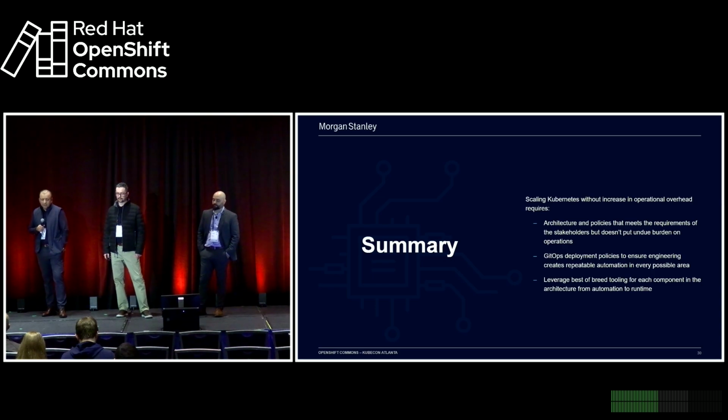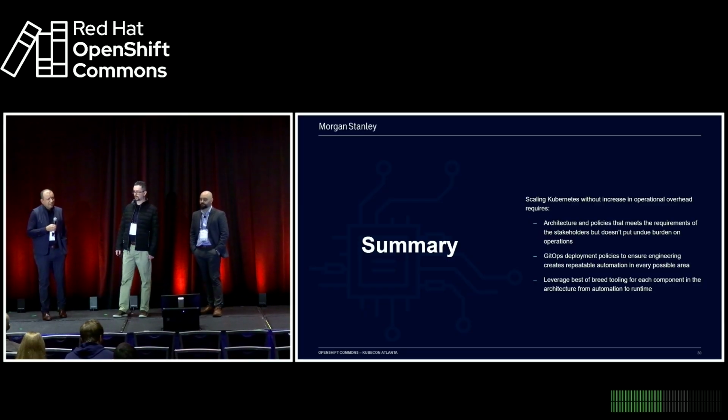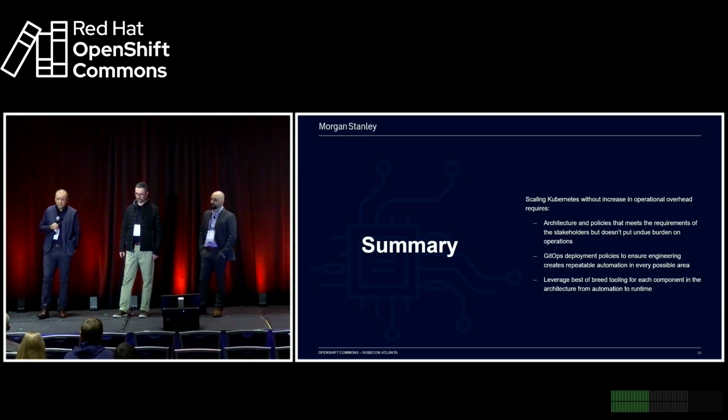So in summary, there are 2 key points that I want to highlight. One is thinking about scale through architecture, technology choice, and automation have been key pillars for us. And the last thing is GitOps for cluster management and application management has been core to our automation strategy.